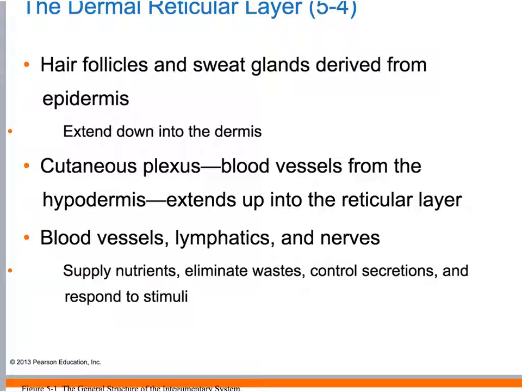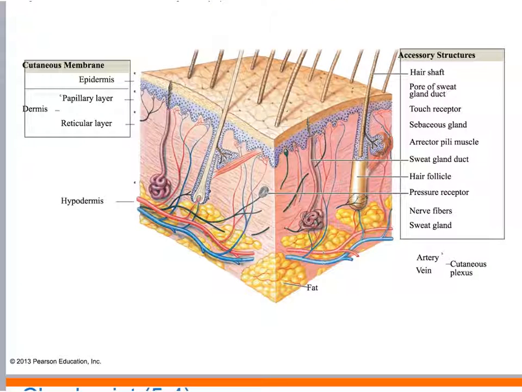It also contains the hair follicles and sweat glands, the cutaneous plexus, which is the blood vessels from the hypodermis that extend up into the reticular layer of the dermis, and then the blood vessels, lymphatics, and nerves. They supply nutrients, eliminate waste, control secretions, and respond to stimuli. Again, this is the exact picture that you're going to see on the test. Make sure you can label all the layers, the epidermis, dermis, and hypodermis, and then all the accessory structures.